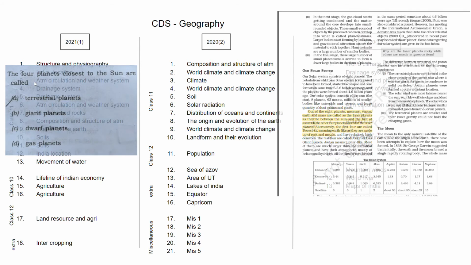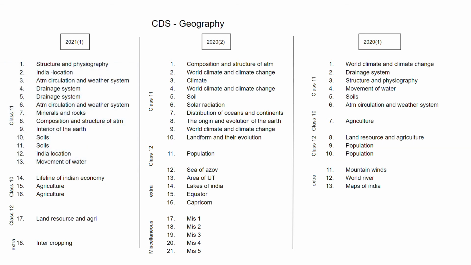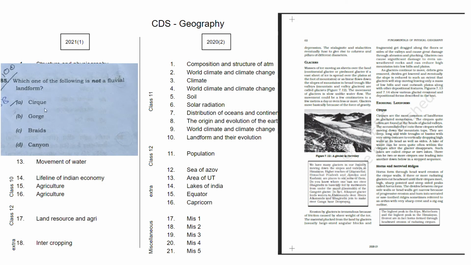Coming to the next question, which one of the following countries does not have tundra vegetation? It is also a typical question of Köppen classification. Don't worry about this question. I have mentioned a link to a very useful video that will solve all your questions about the Köppen classification, and you can also read it from NCERT. It is mentioned.